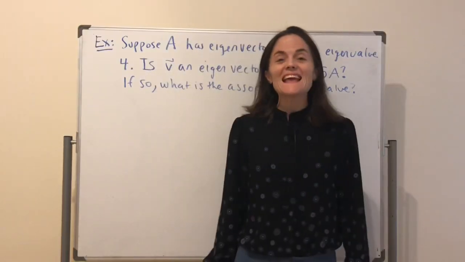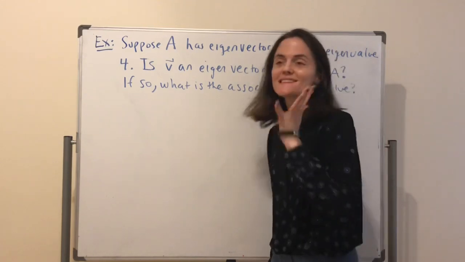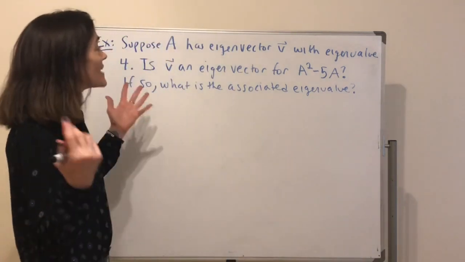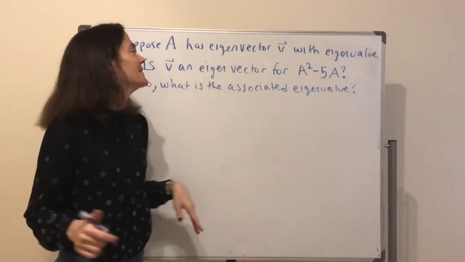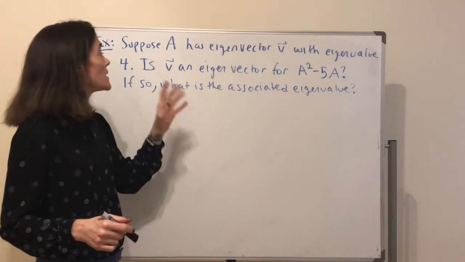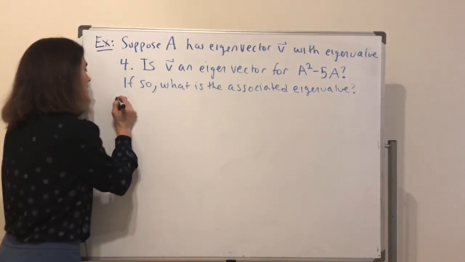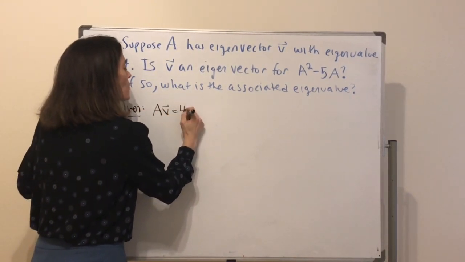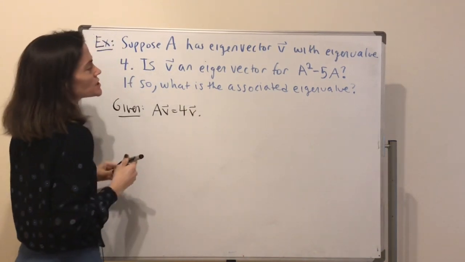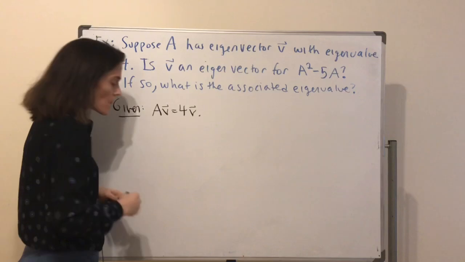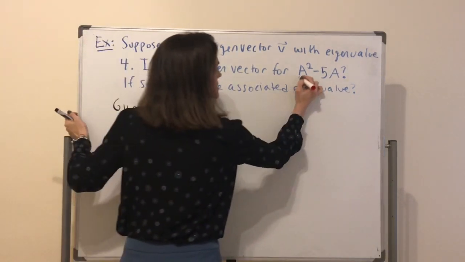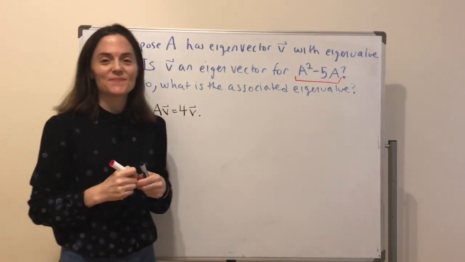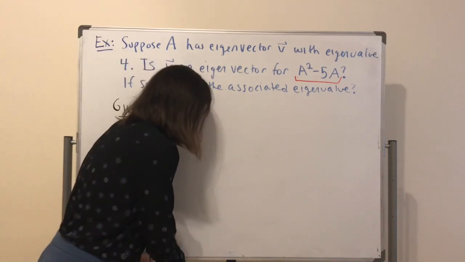Okay. Here's a nice problem to think about the concepts and ideas behind eigenvalues and eigenvectors, and it's as follows. We have a matrix A, n by n, and you have an eigenvector V with eigenvalue 4. So what we're given, let's just write it, AV equals 4V. And then the question is, is V an eigenvector for this matrix, which is you take A squared and subtract 5A, and if so, what's the associated eigenvalue? Well, the answer is yes.